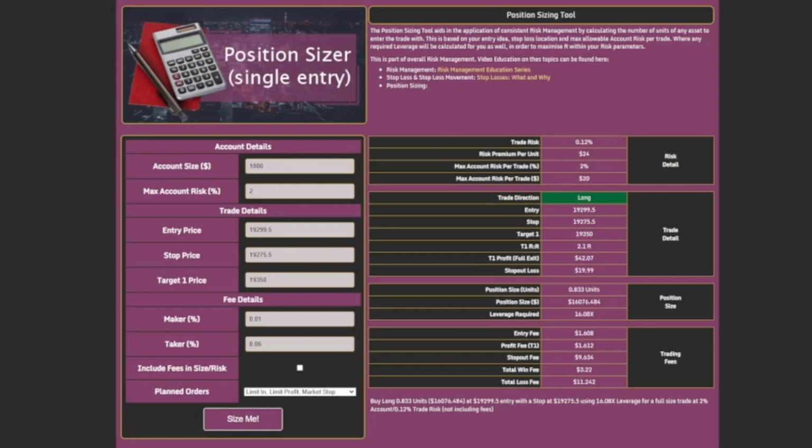The fees, though, because of the leverage that are required, so we're at 16x leverage here to size this up to a full size 2% trade, so 0.833 units with a position size of $16,000 on a $1,000 account. The fees calculated against that overall position size give you a total loss fee, once you've paid your market order fee and your limit order fee for getting in, of $11.24.